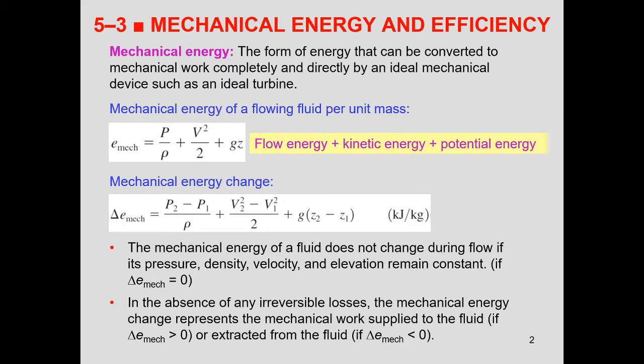Okay, mechanical energy is the form of energy that can be converted into mechanical work completely and directly by an ideal mechanical device such as an ideal turbine. Okay, mechanical energy of a flowing fluid per unit mass can be P over rho plus V squared over 2 plus gz, because it comes from the flow energy plus the kinetic energy and the potential energy. And then you can see the mechanical energy equation.